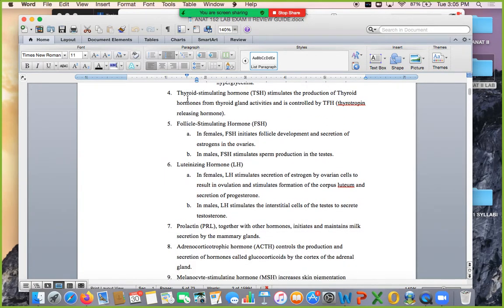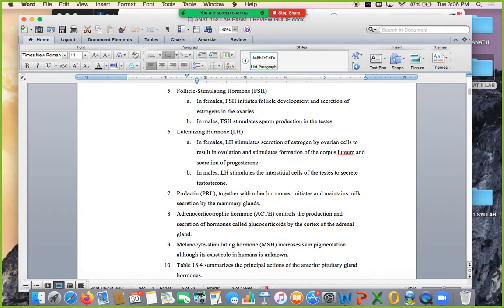Thyroid stimulating hormone is going to stimulate the production of thyroid hormones from the thyroid gland, and is controlled by a thyrotropin releasing hormone. Follicle stimulating hormone, or FSH, is going to be involved in the creation of the follicles in the female reproductive tract, as well as secretion of estrogen in the ovaries. And in the male, it also plays a role in the production of sperm in the testes.